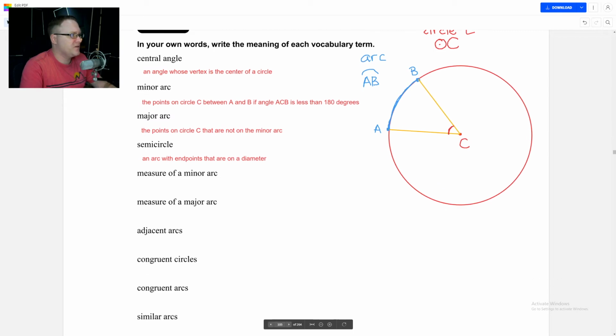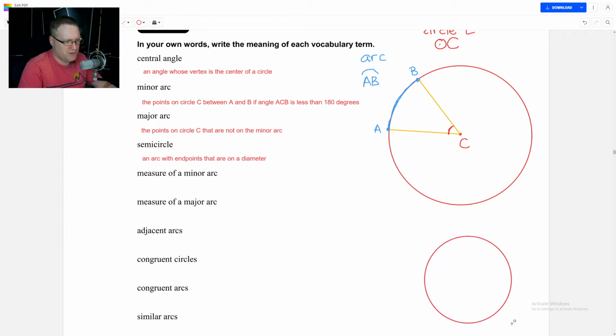Well, in order to do this, I'm going to draw another circle real quick. All right, here's a circle. I'm going to give it a center. Let's put the center about right here. I'm going to give this center a name. I'm going to call it D. So this is circle D.